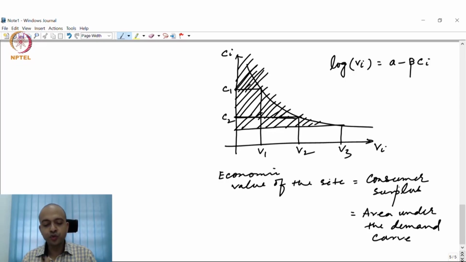And then we will estimate the function, and once we estimate the function, we can easily calculate the area under the demand curve as consumer surplus, and that is used as a measure of the economic value of the site. Now the question is, why is it required?